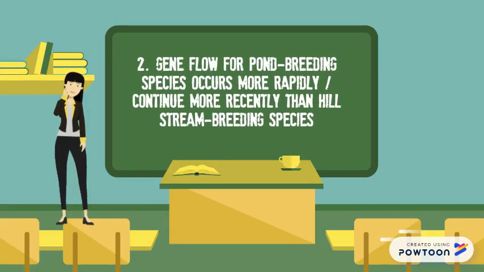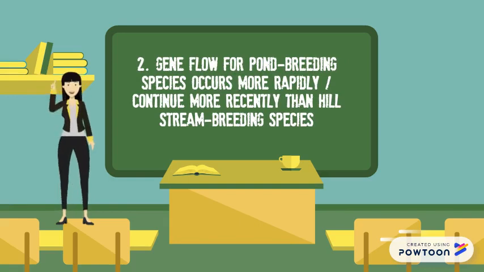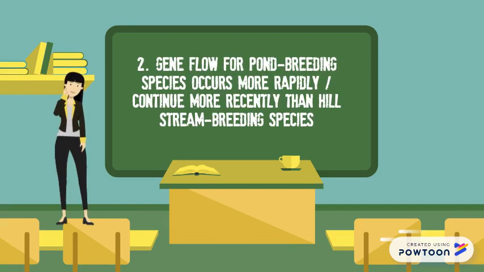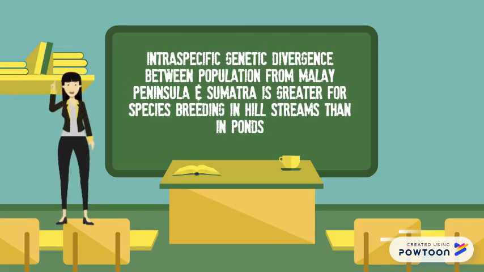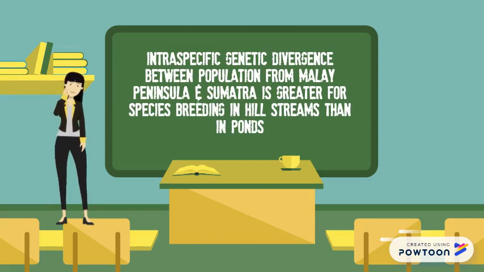The second corollary is that the gene pool for pond breeding species mixed more rapidly or continued more recently than for hill stream breeding species, as there is greater intraspecific genetic divergence between populations of the Malay Peninsula and Sumatra for species breeding in hill streams than in ponds.